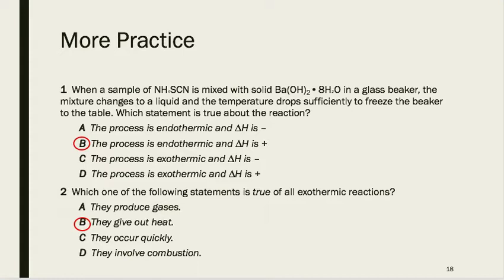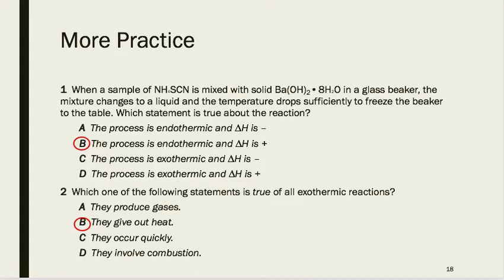Okay, well, what could cause this to happen? Well, the process is endothermic and delta H is positive, because we see the temperature drop, and the mixture changed to a liquid. We have a delta H that is positive, and a delta H that is positive means we have an endothermic process. The temperature decreased in this case.